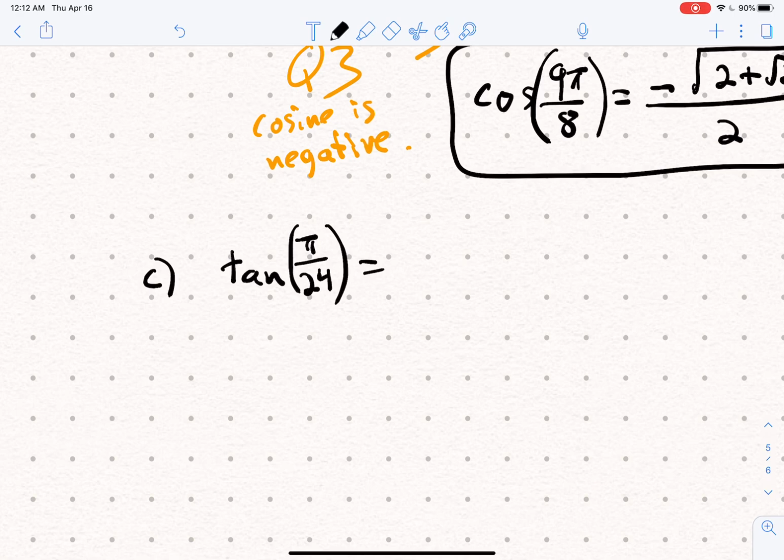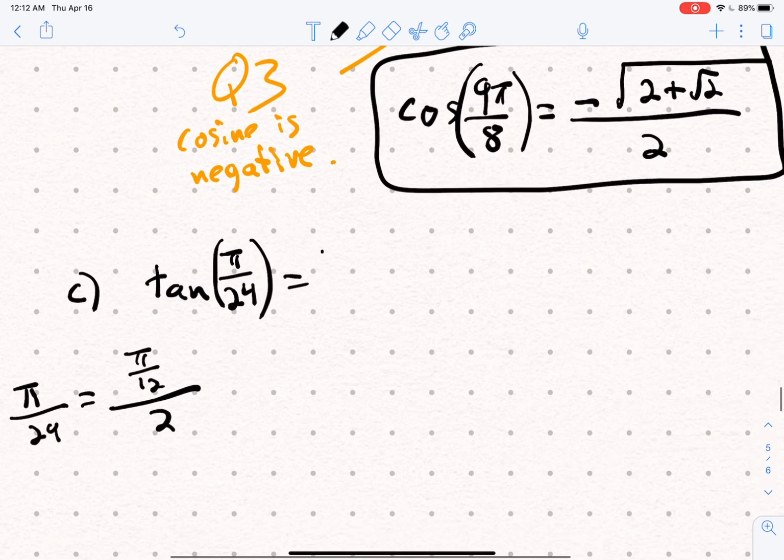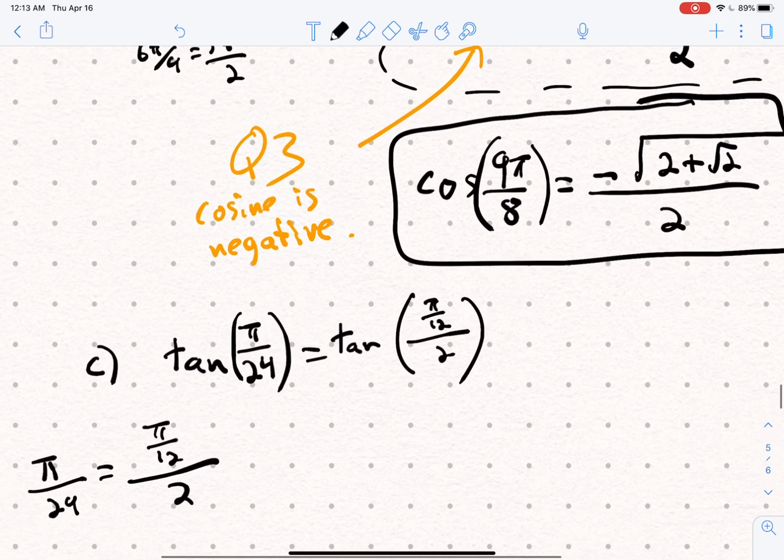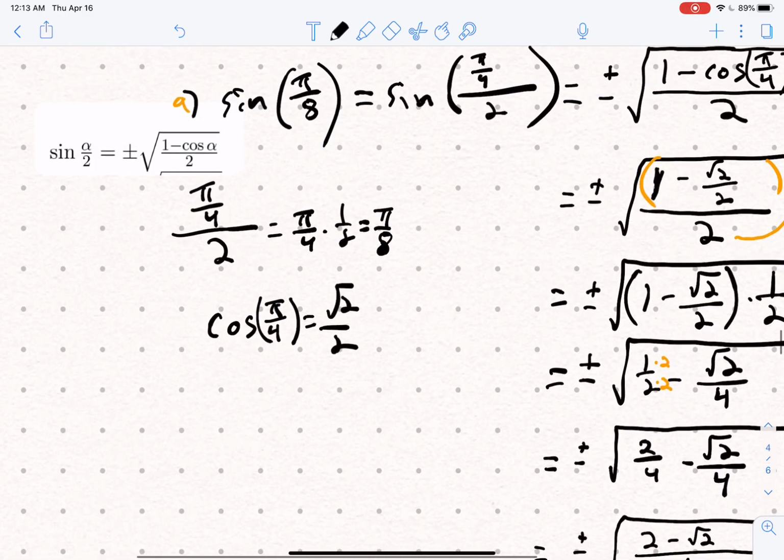Okay. So first we rewrite that angle pi over 24 as a fraction over 2. We notice that pi over 24 is equal to pi over 12 over 2. So that's a good start, and it says that we can write this in the same way, tangent of pi over 12 over 2. Now, the formula for tangent of a half angle, well, we'll go up and grab that.